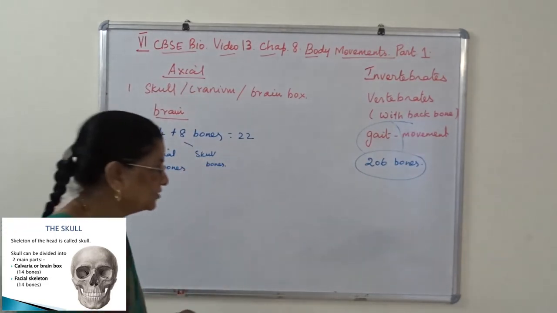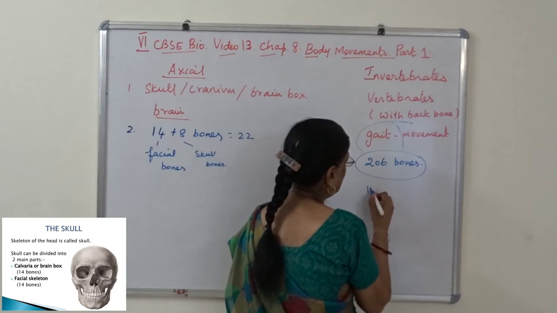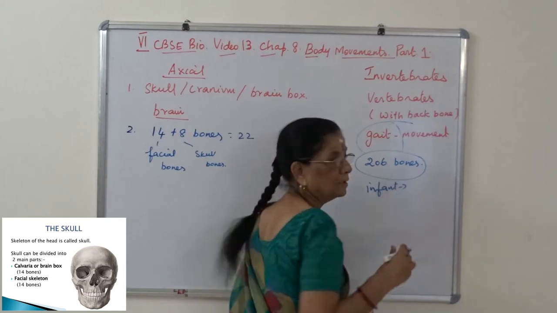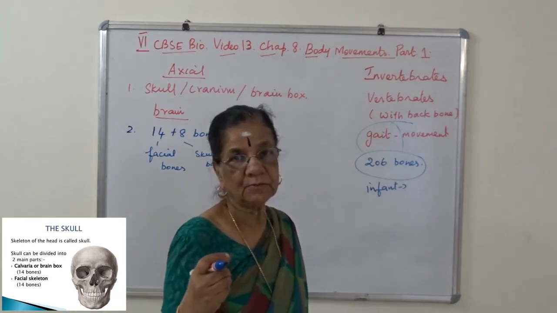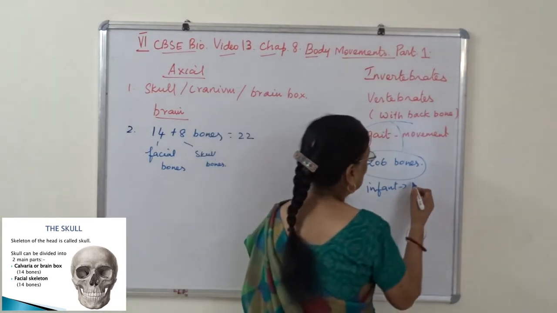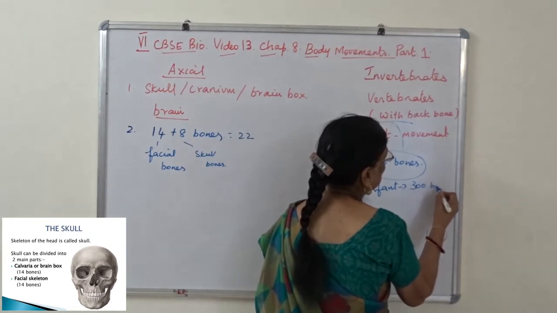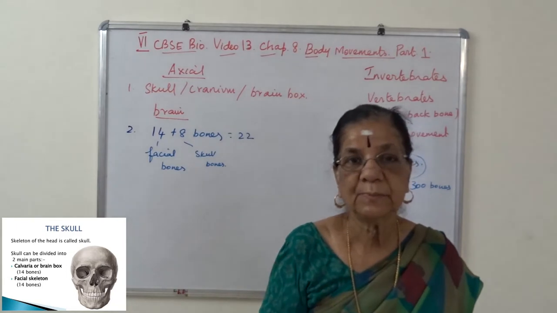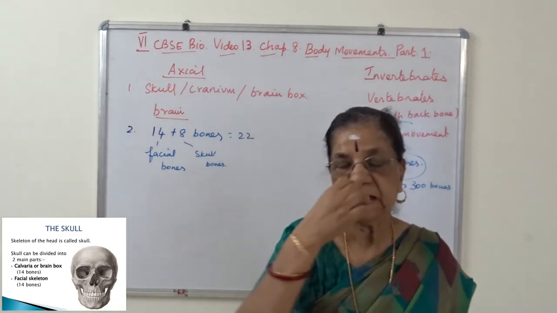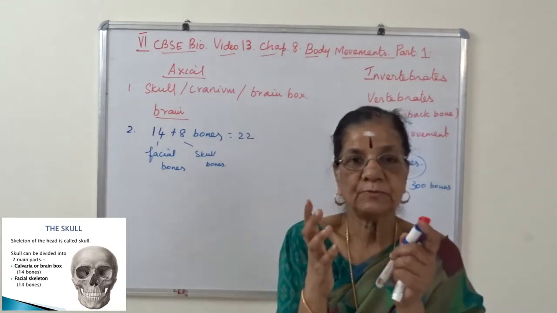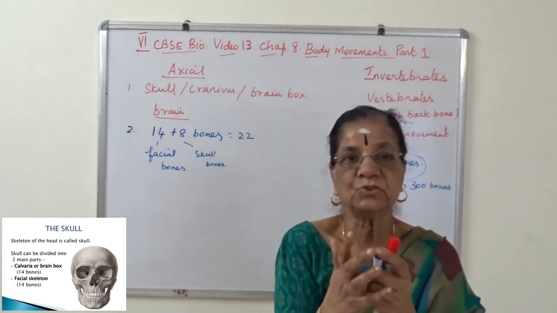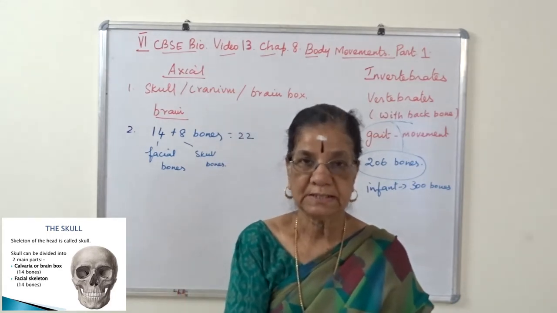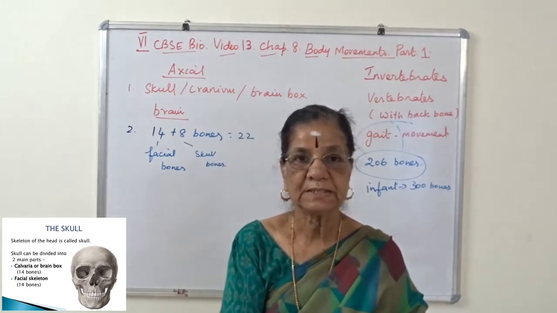But actually, in infants or newborns, at the time of development of the fetus, there are more than 300 bones. But as the development of the baby occurs and the child grows, some of the bones get fused, and an adult will have 206 bones. I hope you are listening.